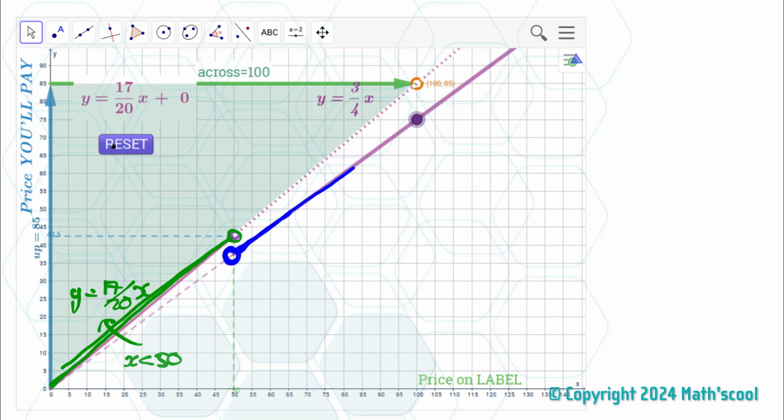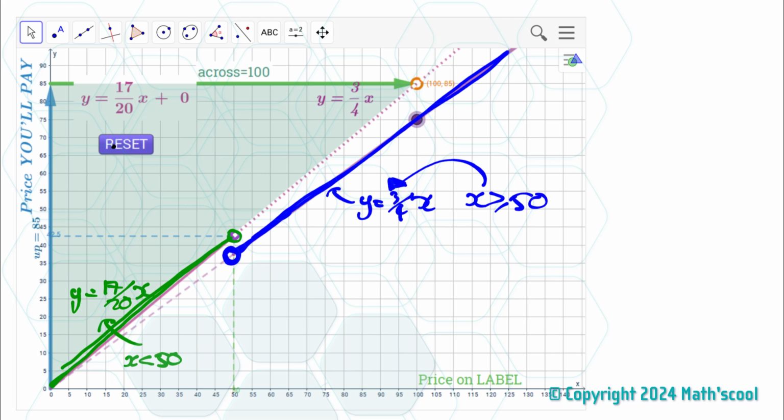And it's that graph there, which is just, the line is going to have a gradient of 75 up and 100 across, which is going to be 3/4 x. There we go, we've got that equation there. So this line here is going to be y equals 3/4 x. And this is when x is greater than or equal to 50, is when we're going to apply this equation.